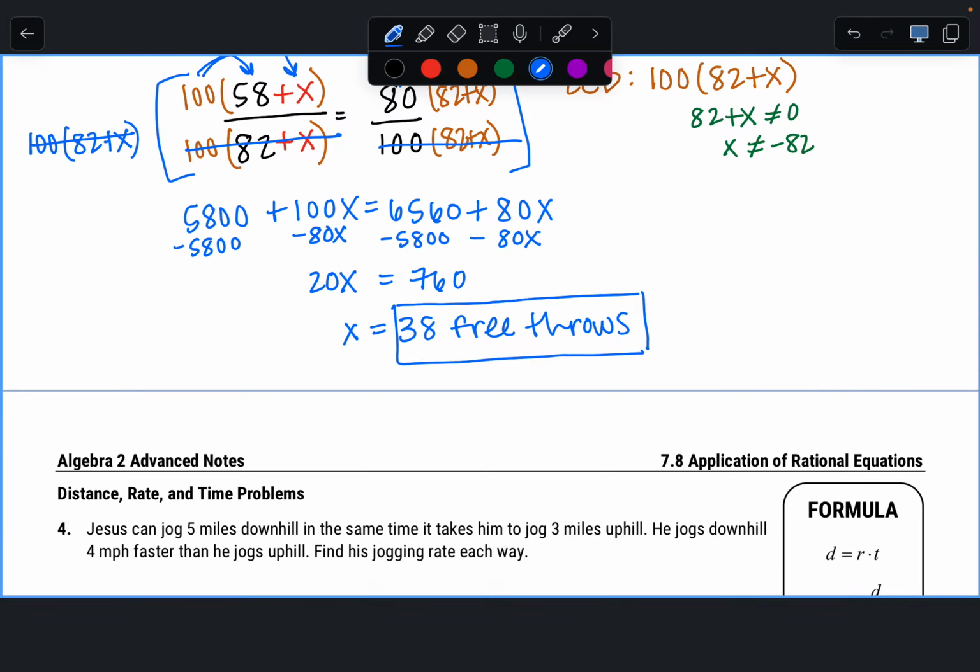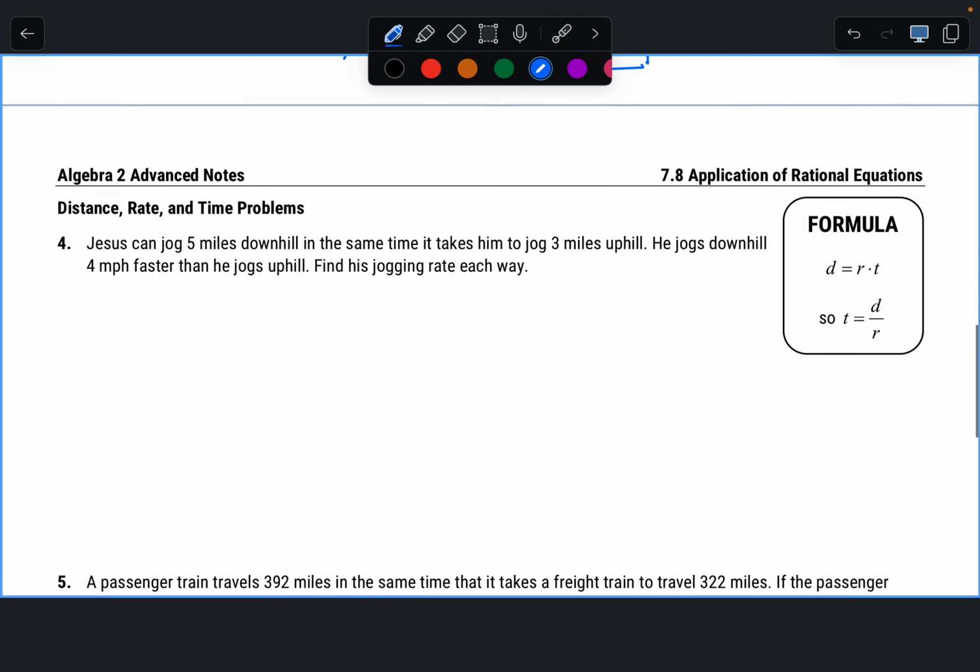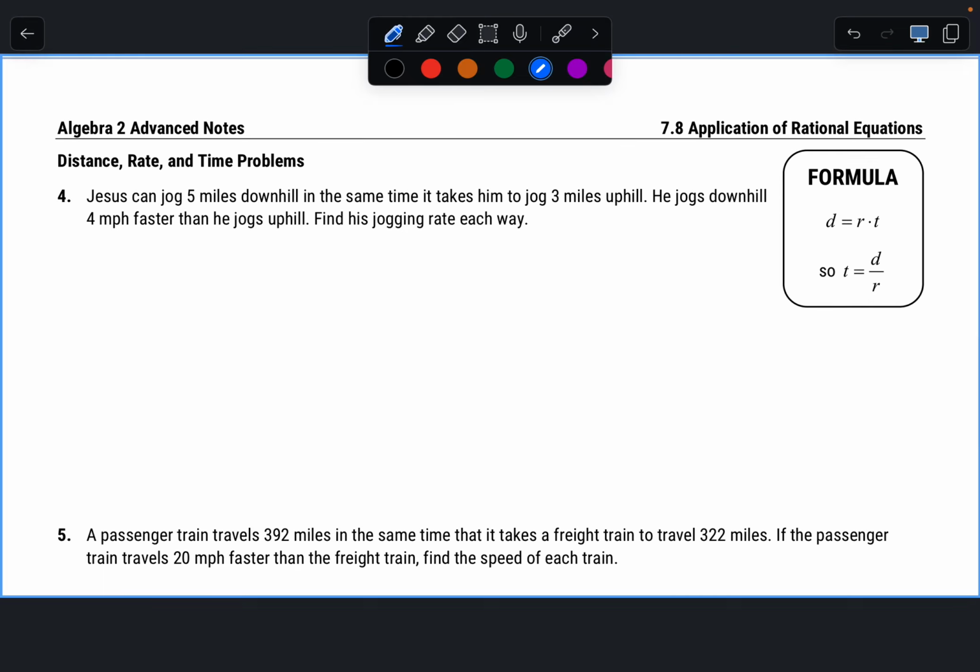Okay, let's go to the back. I will tell you, the back ones are the more challenging ones. This is going to require distance, rate, and time. So we are going to have the formula that distance is equal to rate times time. One of the things you have to recognize: if I want to get time by itself, I'm going to divide both sides by rate. And so that's where this T is equal to D over R is coming from.